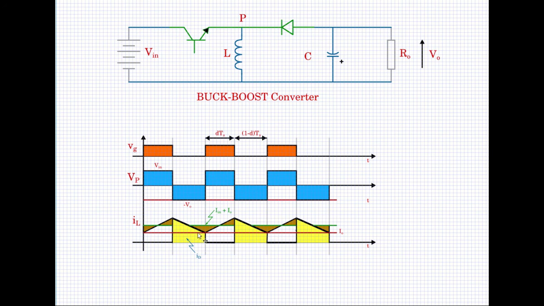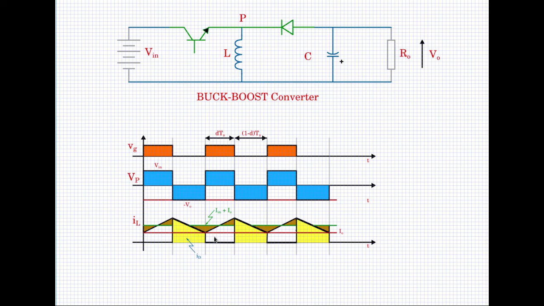In exactly the same manner, you can calculate the value of C as we did for the boost converter. You take this wave shape, and the area under this will be the delta Q. I naught into 1 minus D into Ts, during this time, would give you the delta Q, and exactly like the boost converter, you would get the value of C.